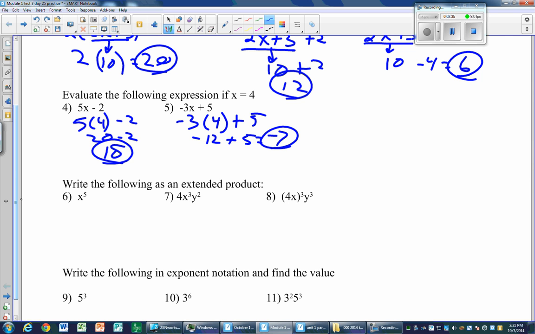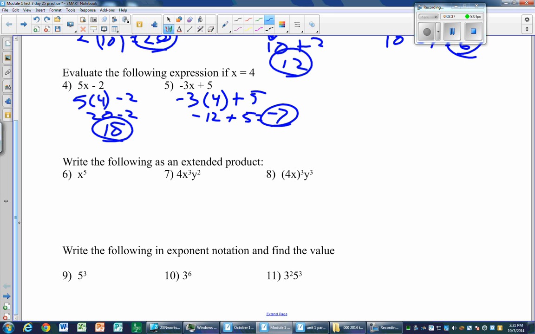Write the following in extended product. That just means x times x times x times x times x, because x to the fifth power means multiply x by itself 5 times.